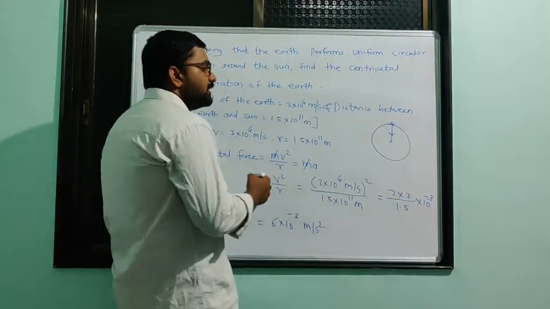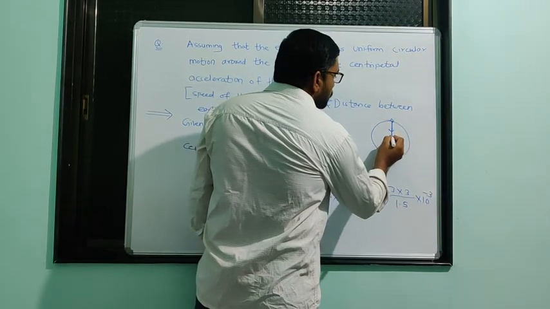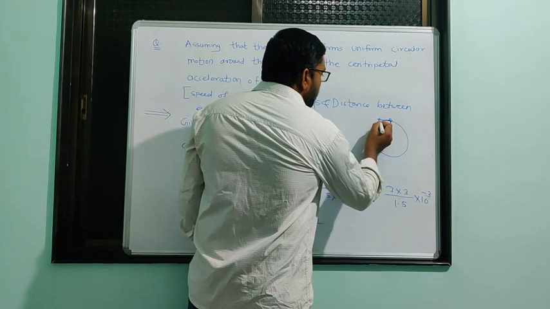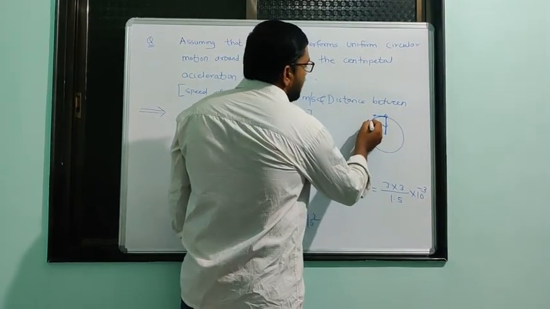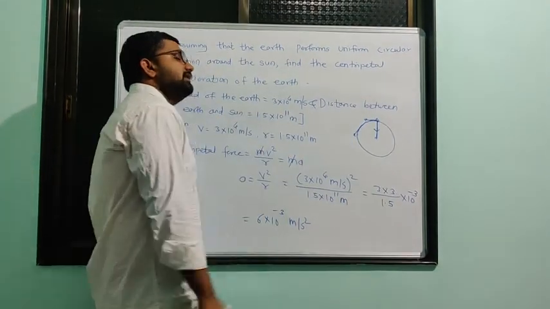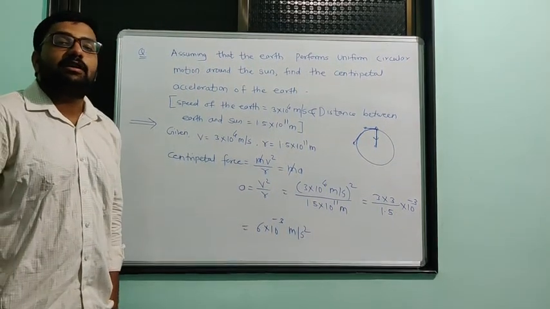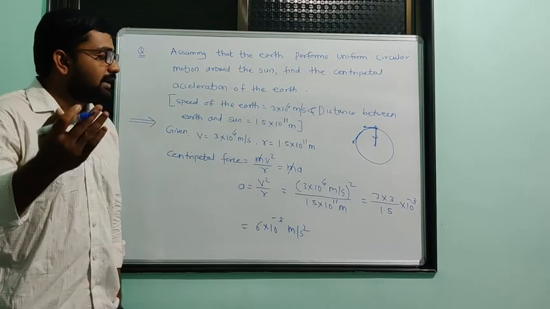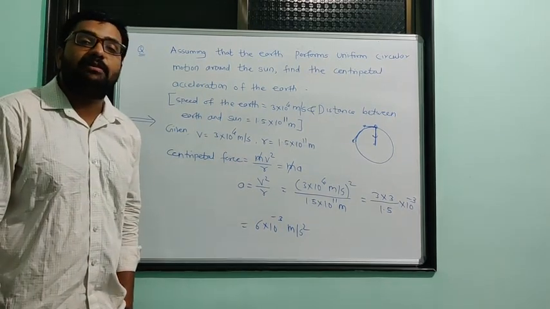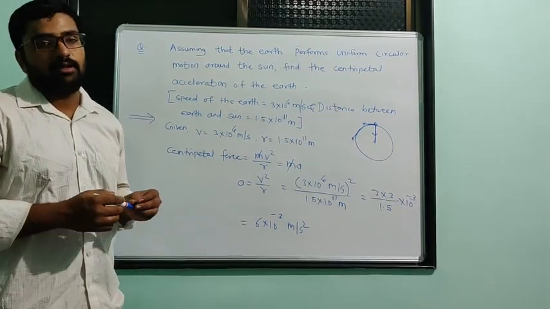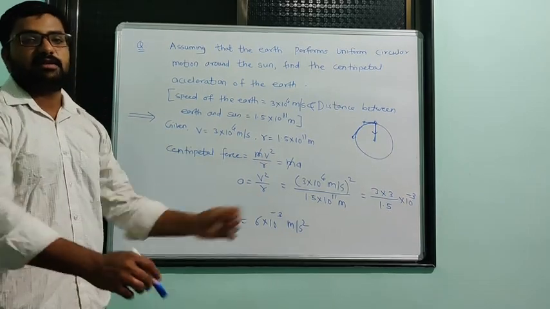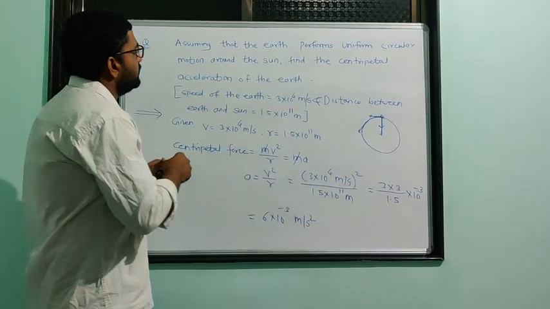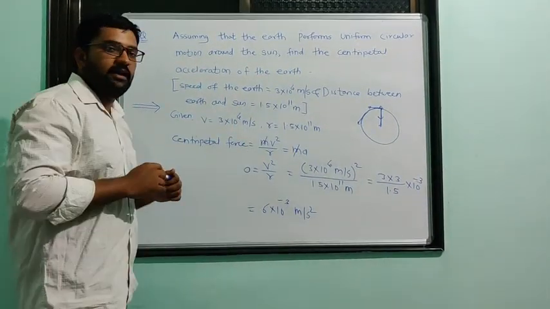This force binds the object to the earth. That is why at each and every point only the direction of velocity changes, and that direction is always tangential to the circumference of a circle at each and every point. That part we already studied in the theoretical part. Okay, so next we have to see what is the centripetal acceleration of the earth.